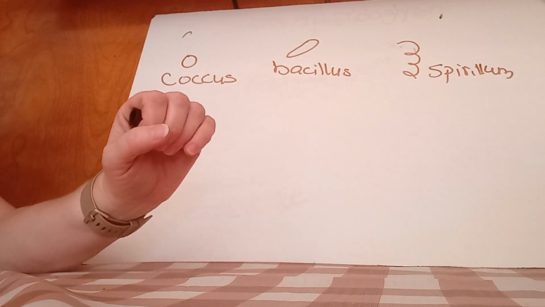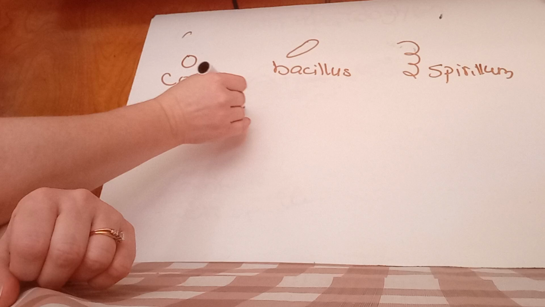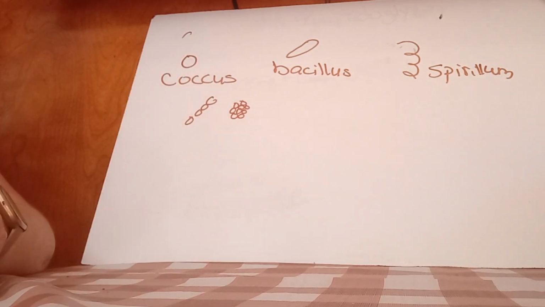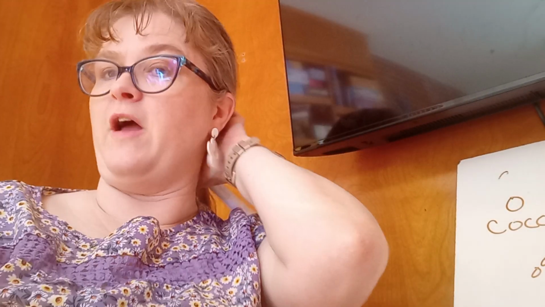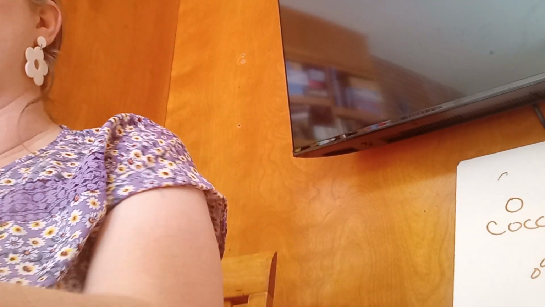Now you can have these form chains, so you can get little chains. They can also form colonies, where a whole bunch of them are together. We do use the shape as a way to classify bacteria and try to figure out which one it is. Okay, biochemistry of bacteria.